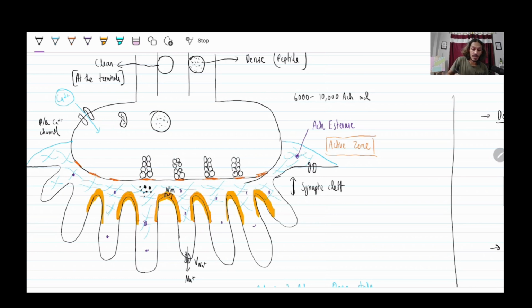Okay, so earlier we were talking about clear and dense vesicles. The clear vesicles that we're talking about are an example of your acetylcholine. Imagine there is a clear vesicle over here. How do you get acetylcholine? One of the things this acetylcholine esterase does is takes the acetylcholine which is over here, splits it up, and that can be reabsorbed inside.